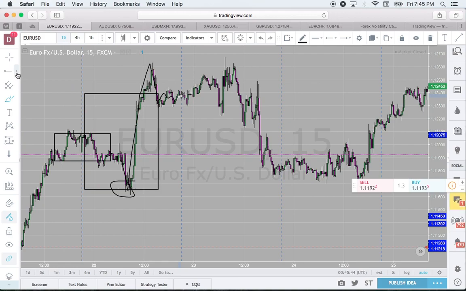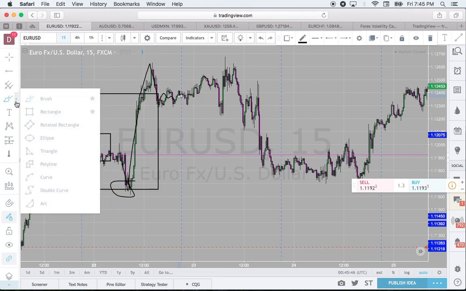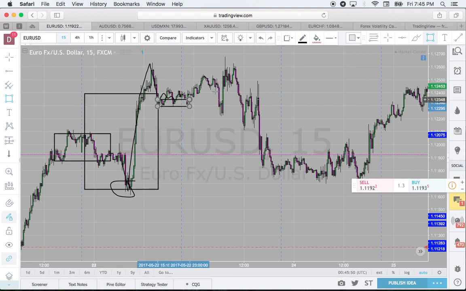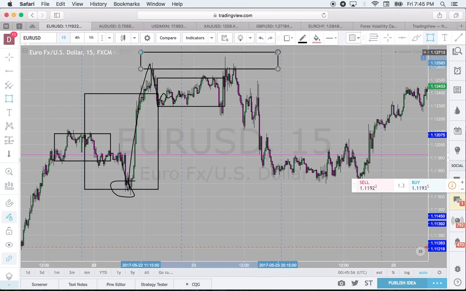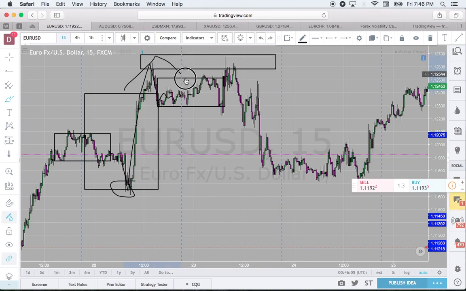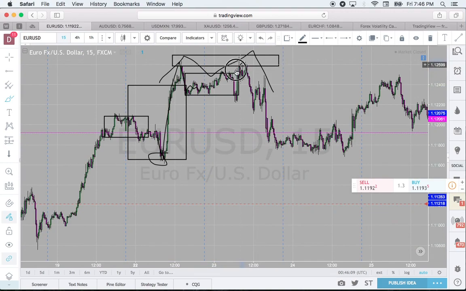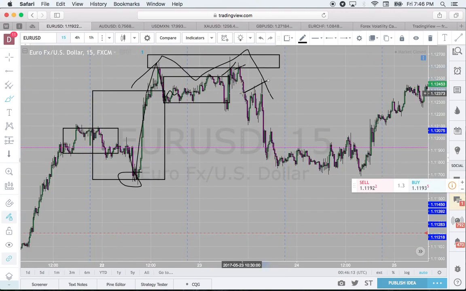We can see after this consolidation, more consolidation occurs, and then there's that spike to the high once more to create that M formation that you can see right here. We could sell right here, or also in this area.